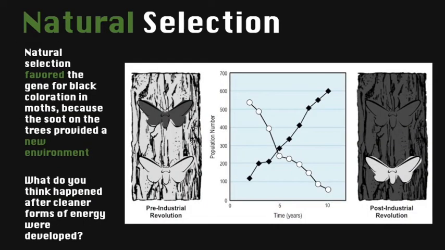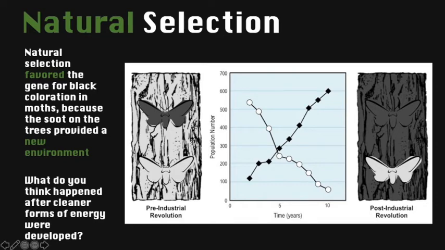Let's talk about one real-life example of natural selection. So in the 1800s in England, there was a type of moth. These are called peppered moths. And peppered moths come in two colorations. They can either be black or they can be white.